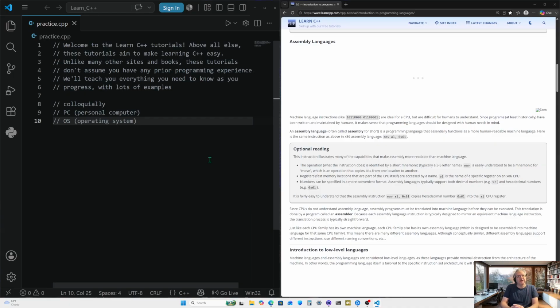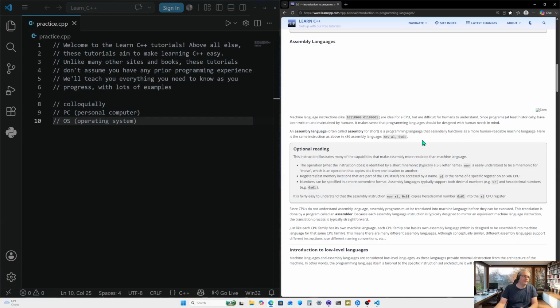Since programs, at least historically, have been written and maintained by humans, it makes sense that programming languages should be designed with human needs in mind. An assembly language, often called assembly for short, is a programming language that essentially functions as a more human readable machine language. Here are the same instructions in x86 assembly language: MOV AL. So this looks like assembly language code, but I'm not familiar with it.